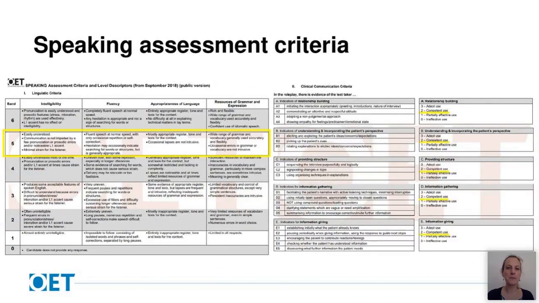So to score a B grade in your speaking test, which is the score most of you are aiming at, you need to score mostly 5s from the linguistic criteria you can see on the left, and 2, which is a competent user, for the clinical communication criteria. And I'm going to look at each of these in more detail at this level of where you need to be getting a B grade, to make sure we're clear about what this means for your speaking performance.